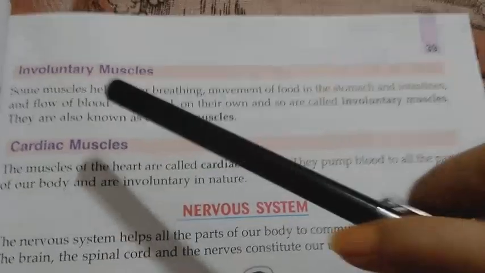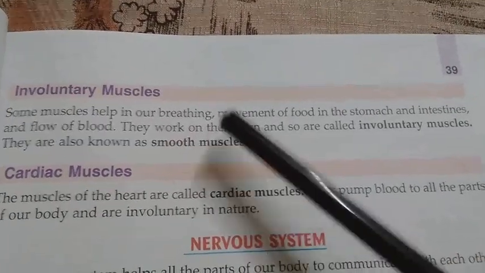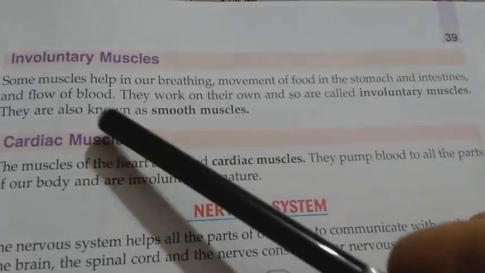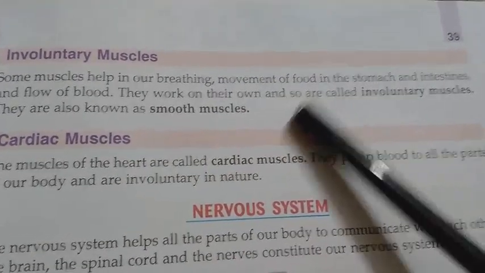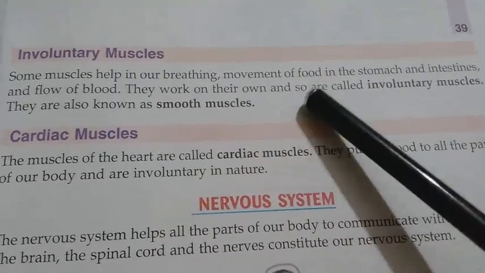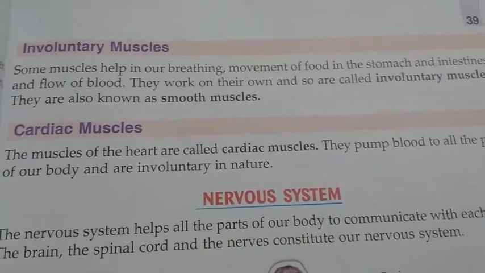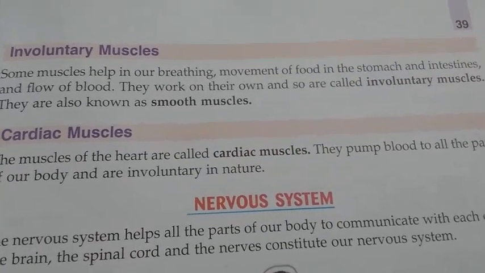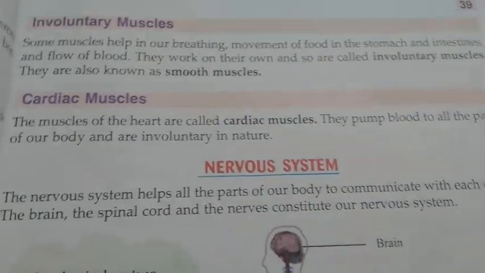And involuntary muscles next. Some muscles help in our breathing, movement of food in the stomach and intestines, and flow of blood. They work on their own and we can't control them. So these are called involuntary muscles. We can't control involuntary muscles, always remember. They are also known as smooth muscles.